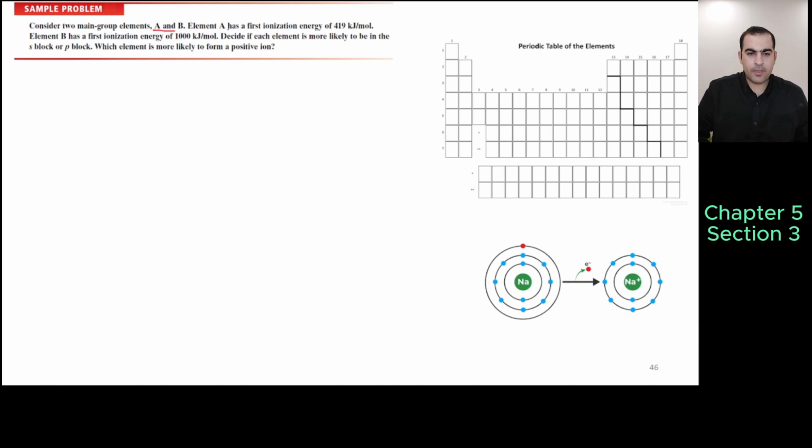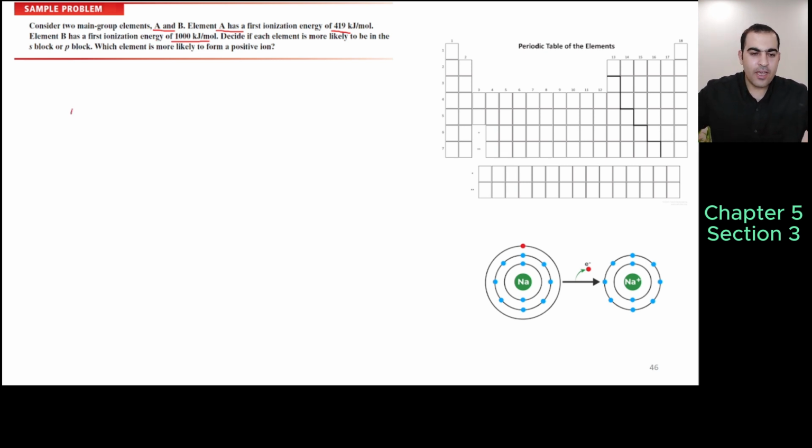Element A, element B. A has the first ionization energy about 419 kilojoule per mole. B has first ionization energy 1000 kilojoule per mole. Decide if each element is more likely to be in the S block or P block. Which element is more likely to form a positive ion?